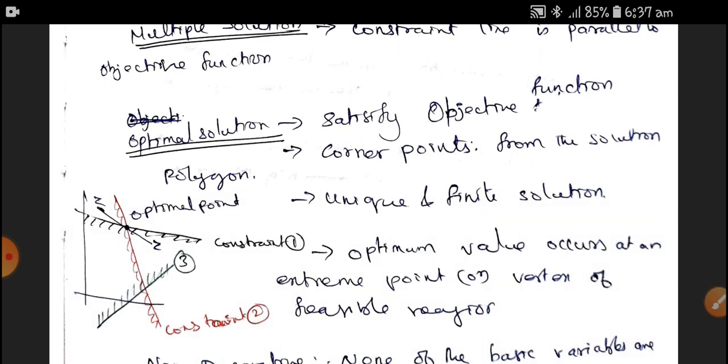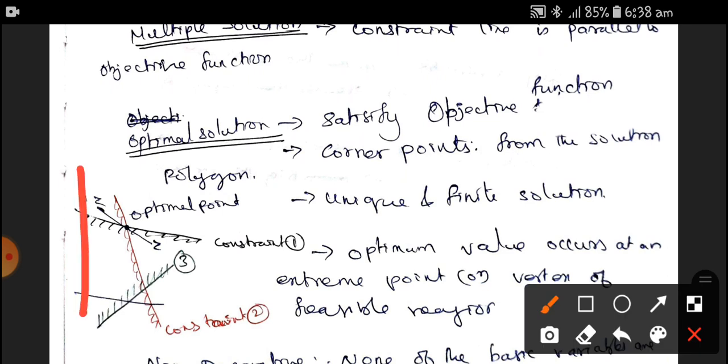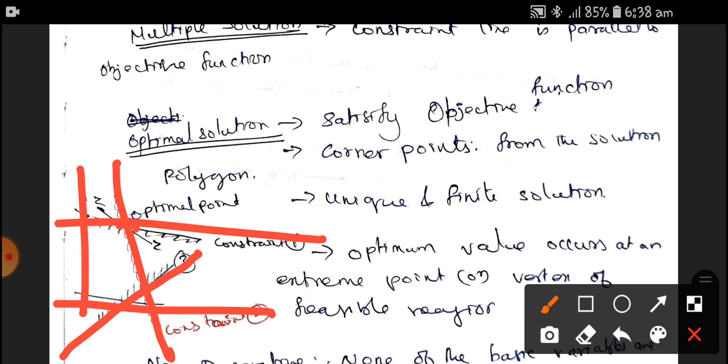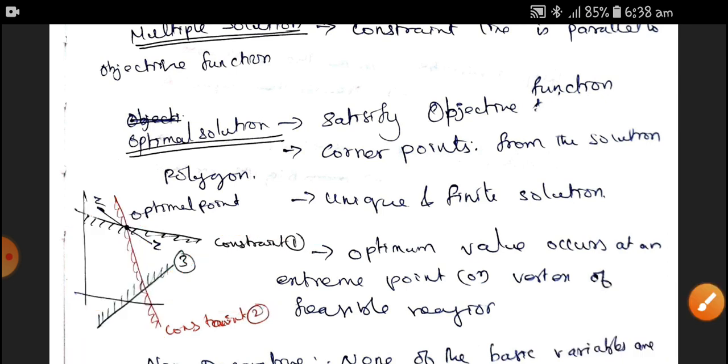Next, the optimum solution. The optimum solution is the one which satisfies the objective function. If an objective function has multiple constraints and multiple solutions, the joining points or corner points forming a polygon are called the optimum solution range. So this region is called the optimum solution region. The optimum solution region is always some type of polygon. So the corner points of the polygon give the optimum solution.